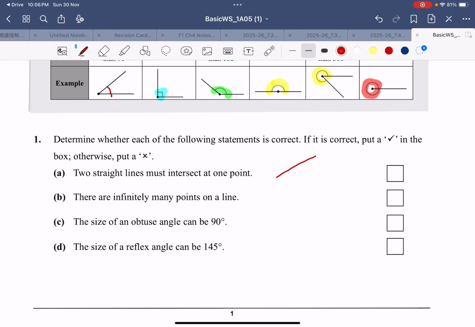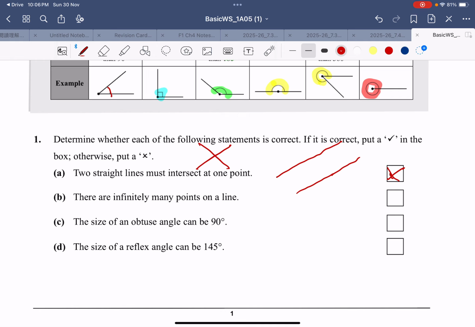I can have a counterexample. These two straight lines, imagine you have two straight lines. No matter how long you extend them, they will not intersect. These pairs of lines are called parallel lines. So they are not intersecting no matter how long you extend them. And then these two straight lines, this is not a must for two straight lines to intersect. Normally you can have an intersecting point, but for these parallel lines, they will not intersect.